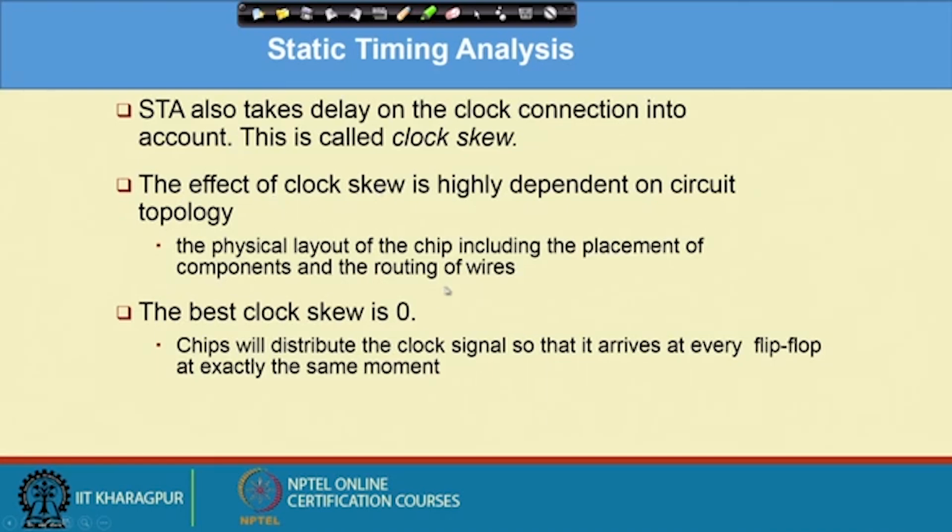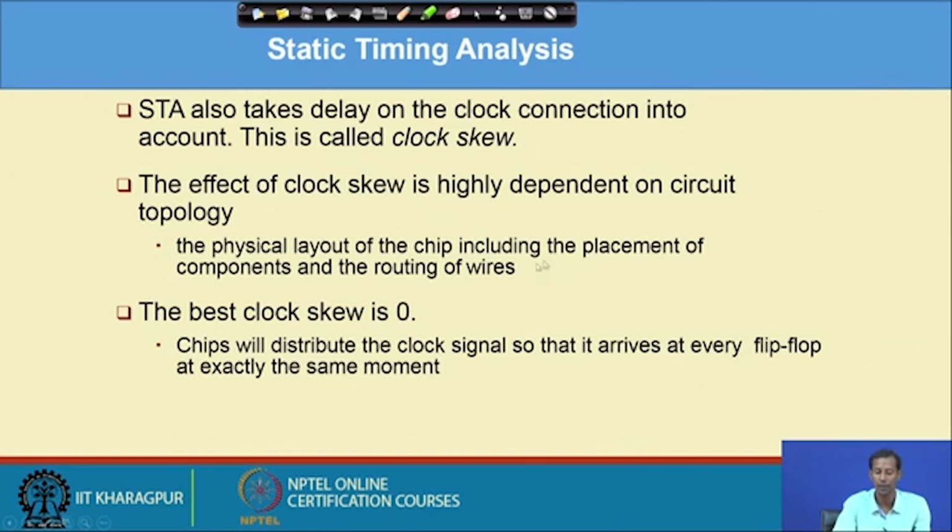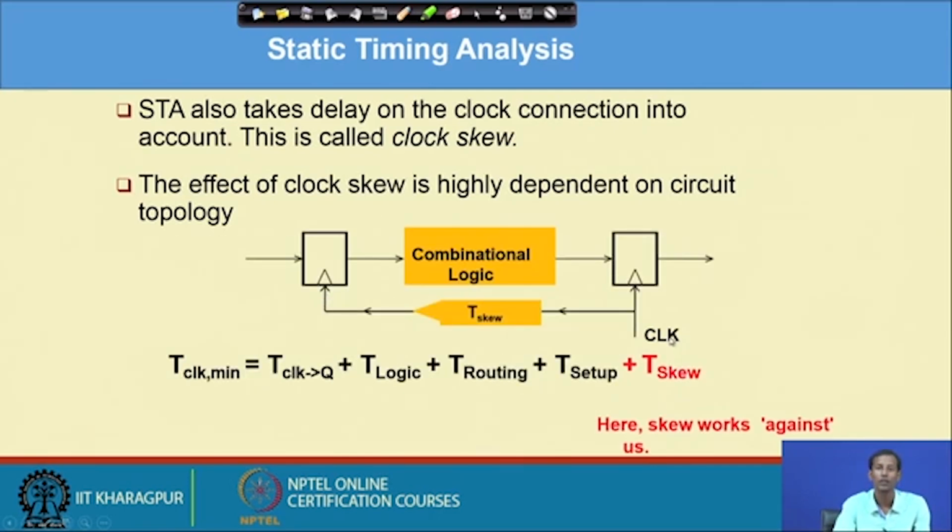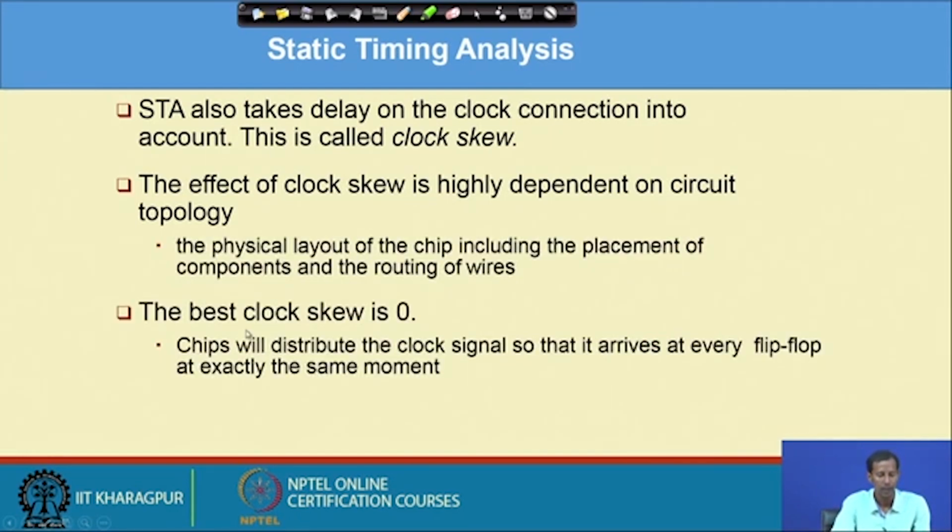The effect of clock skew is highly dependent on circuit topology, that we have already seen, but also on the physical layout of the chip, including the placement of the components and the routing of the wires. That means routing of the wires means in which direction I am supplying the clock, and that is important for computing this Q. So, if it is against the data, that means opposite to the data, then it will be added. If it is in the same direction as the data, at that time it will be subtracted. Okay. And the best clock skew is 0.